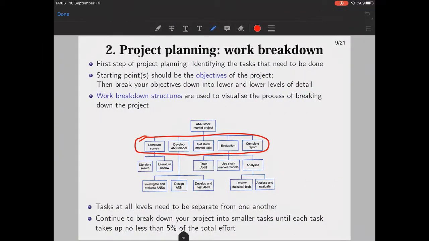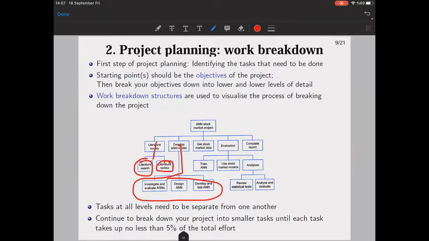They match. And then you break all of them into smaller work packages. For example, this one coming from the literature survey becomes this one, and this one becomes this one. These do not have any sub packages. Work breakdown structures are used to visualize the process of breaking down a project.